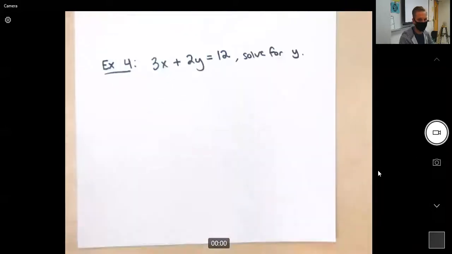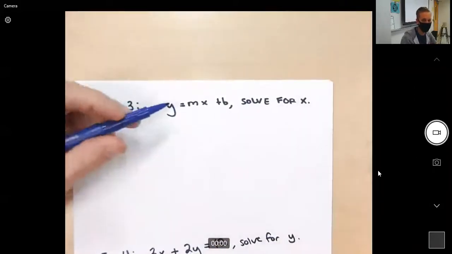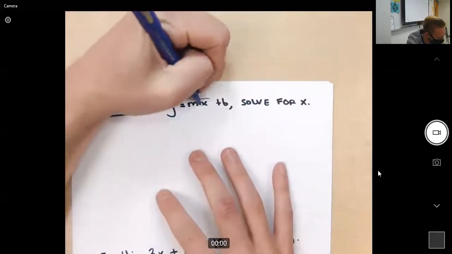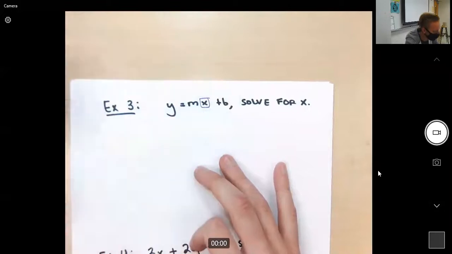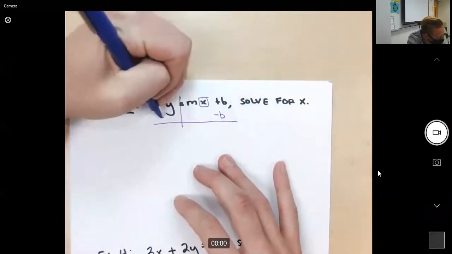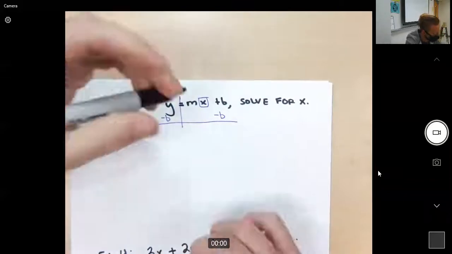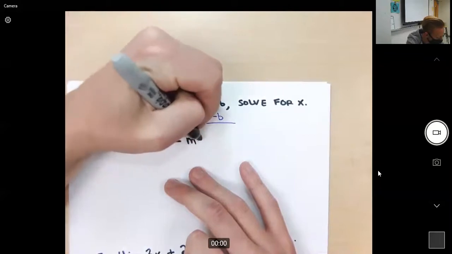All right, so next up, when we look at example 3, we got y equals mx plus b, but we're solving for x. Simplified on both sides. X is only on one side, so we're good to go. So the first move I'm going to do is subtract b from both sides. So we get y minus b is equal to m times x.